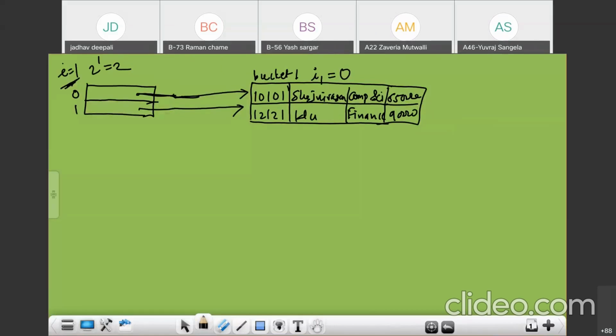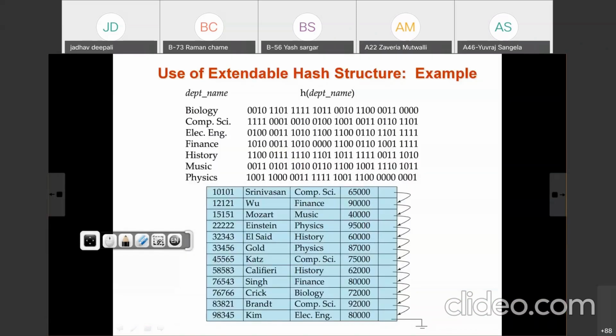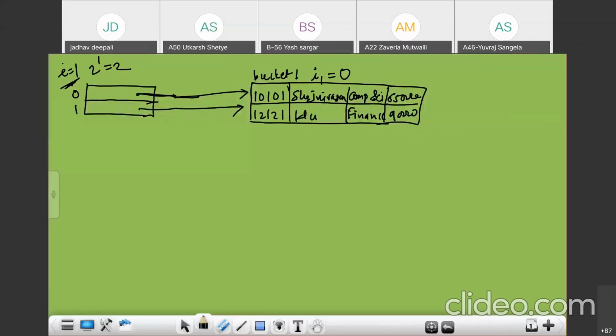Now we move towards the next record. What is the next record? It is Mozart with the music department, and its key is 0011. Now it starts with 0, go here. Is there space in this bucket? There is no space in this bucket. Now what we need to do? We need to first check whether we can split the bucket. Yes, we can add a bucket or split a bucket, create a new bucket.